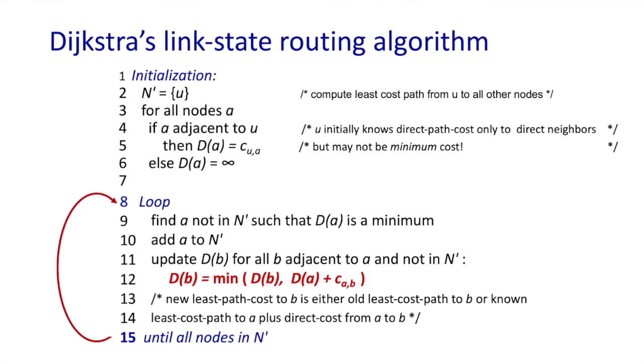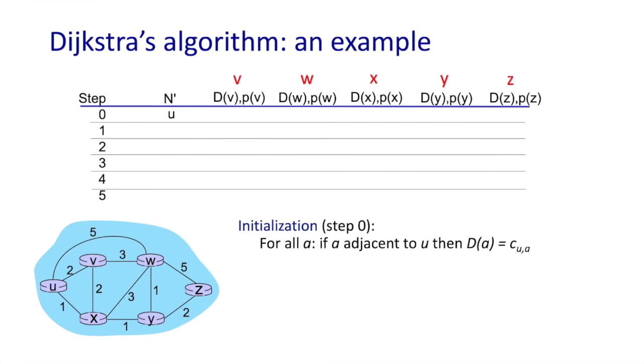Once we perform this update step for all nodes B that are adjacent to A, we loop back and find a new A. And so we start off again at step 8. We continue this looping process, adding one node A into N prime each time until all the nodes in the network are in N prime. Probably the easiest way to understand Dijkstra's algorithm is to take a look at an example. So let's do that next.